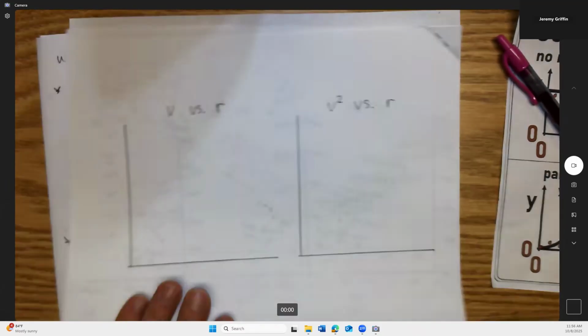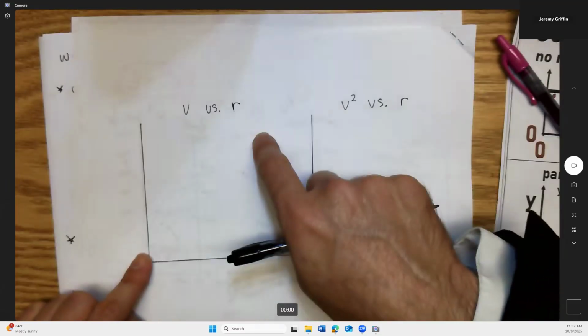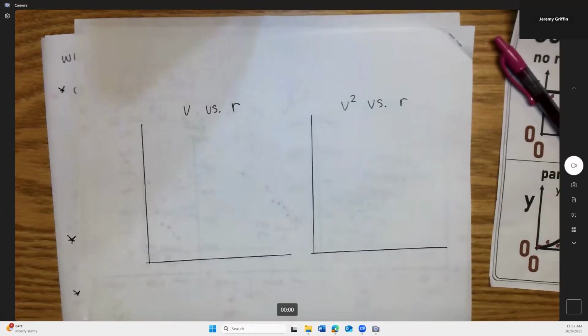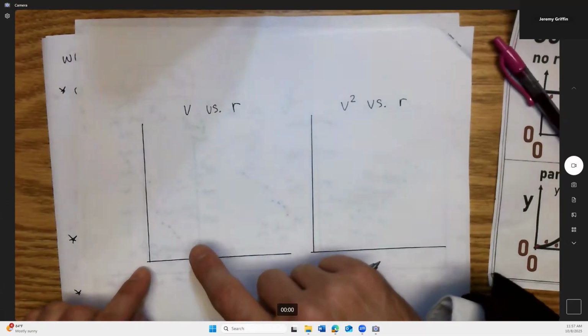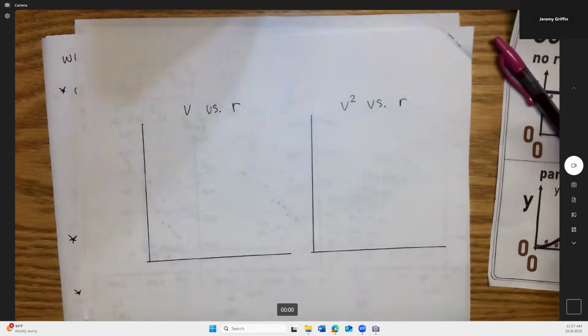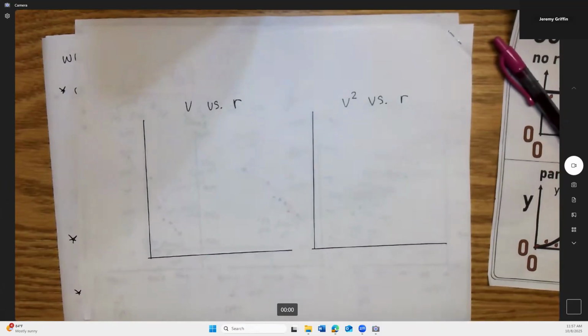I think this graph is going to go up and to the right. But again, same question as before, how up and to the right? Like if I double the speed, does that double the radius, or is it something a little different? Okay, so let's get some points.